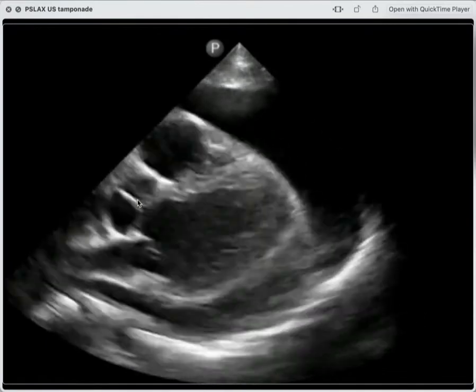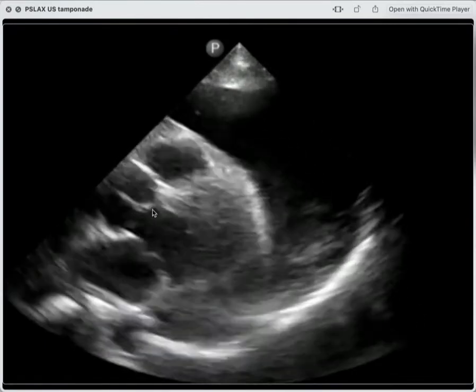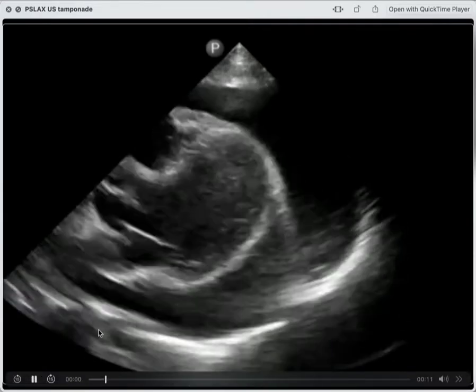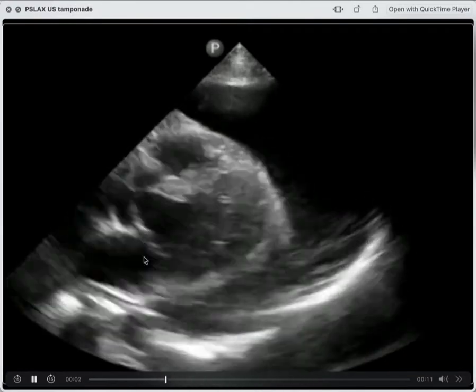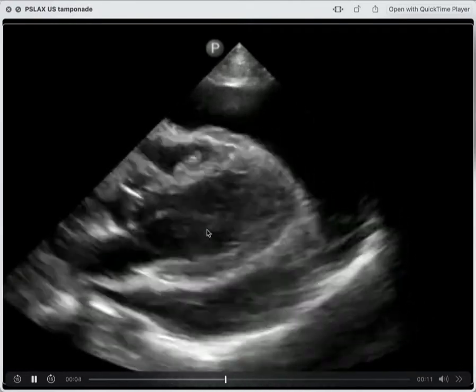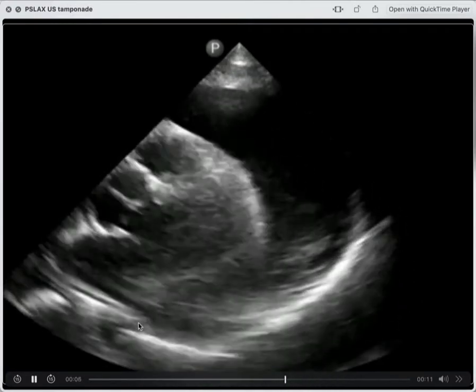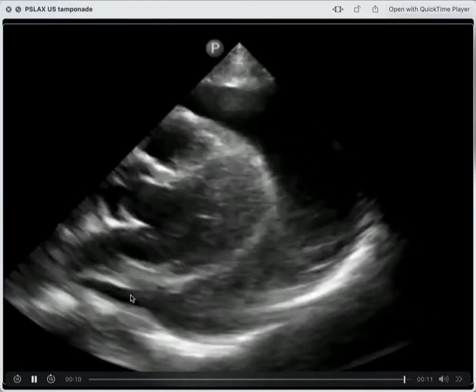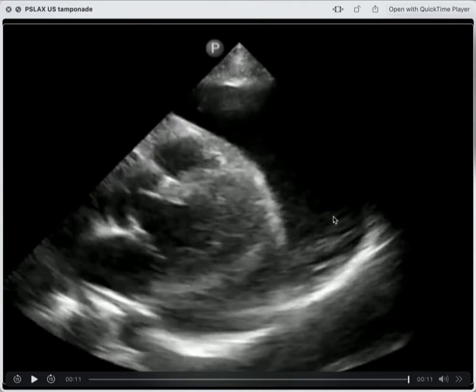And this right here is your aortic valve, aortic outflow tract. And right here is the mitral valve. That's the left atrium, left ventricle. This is the descending aorta right there. And you can see this fluid, which is superior to the descending aorta, tells you that it's pericardial.